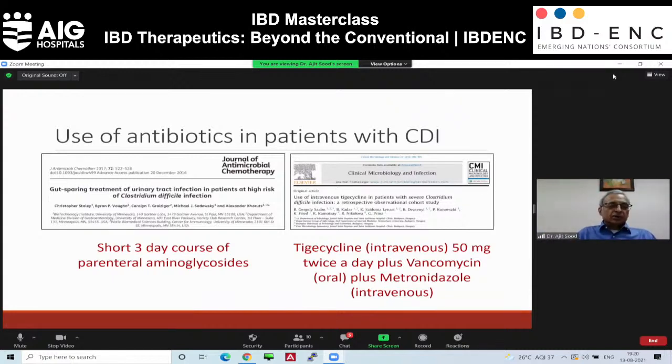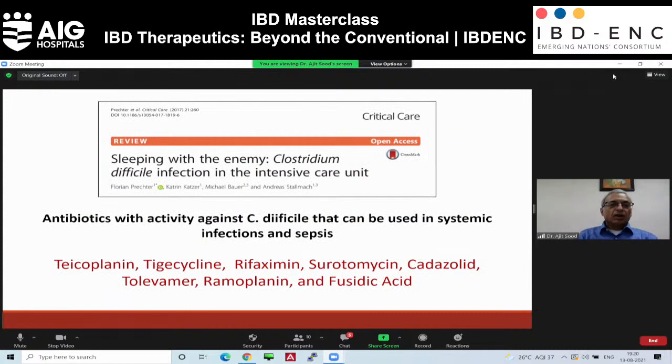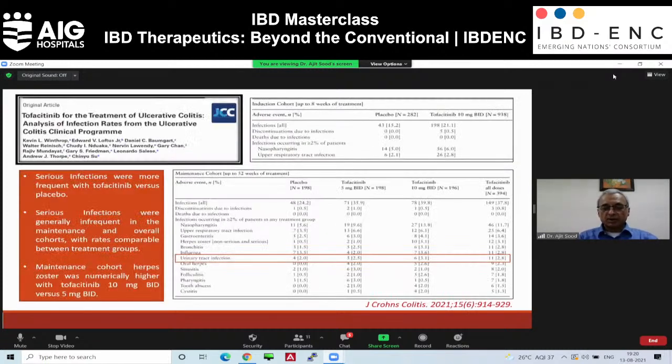Now, just to share with you the information on use of antibiotics, a few small series. In one series, they used parenteral aminoglycosides in patients who had C. diff infection, and another series reported use of tigecycline, which has action against C. diff also, in combination with vancomycin and metronidazole. This is the review article, "Sleeping with the Enemy": if C. diff infection is there in an ICU setup, the antibiotics which can be considered safer are teicoplanin, tigecycline, rifaximin, and secnidazole. But some of these antibiotics are not available in our country. So if need be, one has to use them, but very carefully.